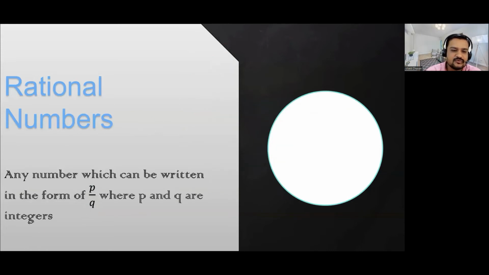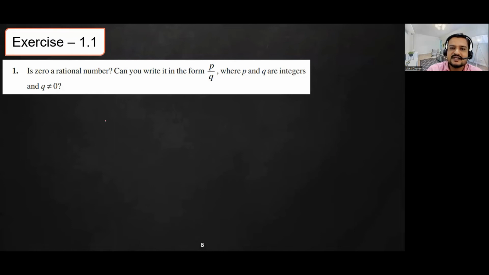Okay, so we'll move forward then. We'll start exercise 1.1. Now in exercise 1.1, what is the first question? Is 0 a rational number? Can you write it in the form of P by Q, where P and Q are integers and Q is not equal to 0? What do you say? Is 0 a rational number?